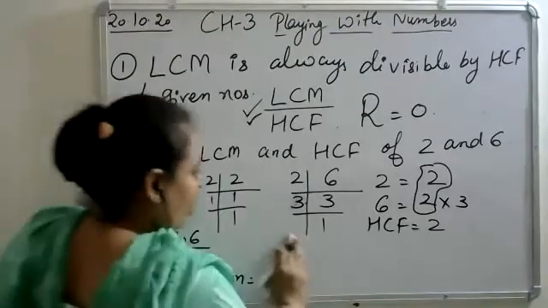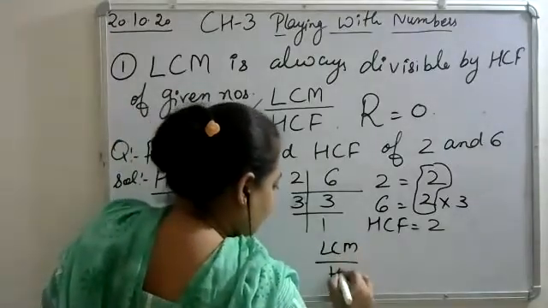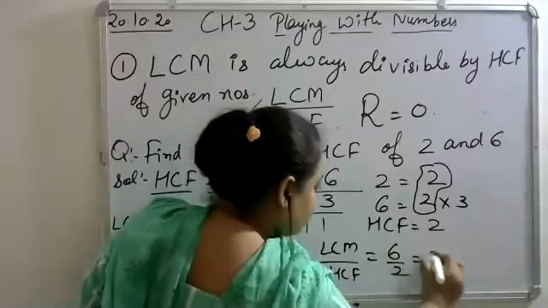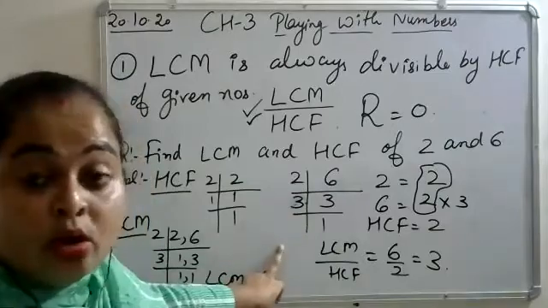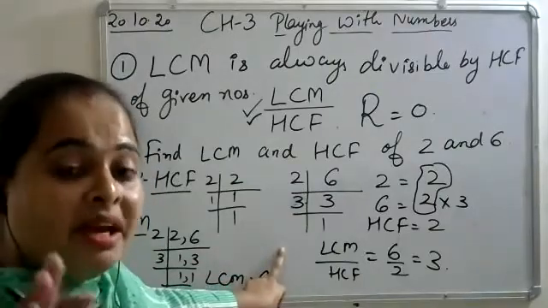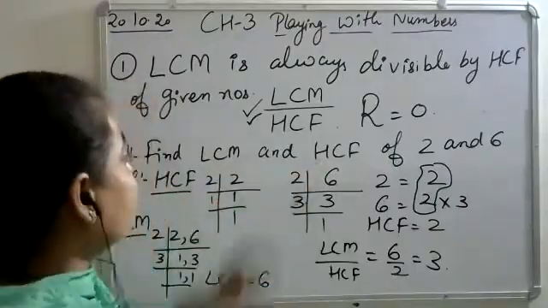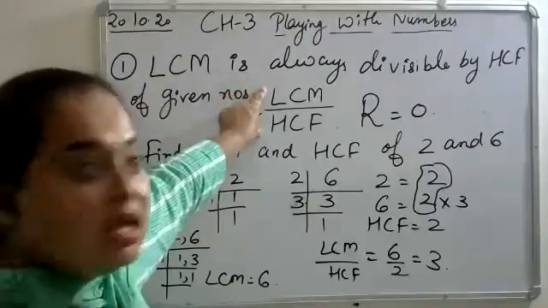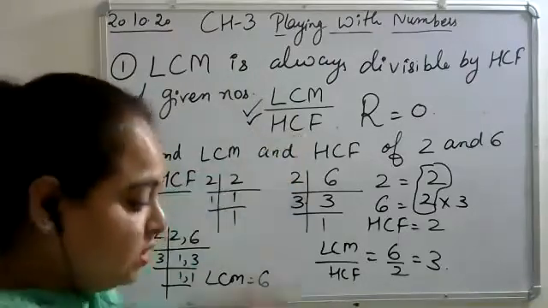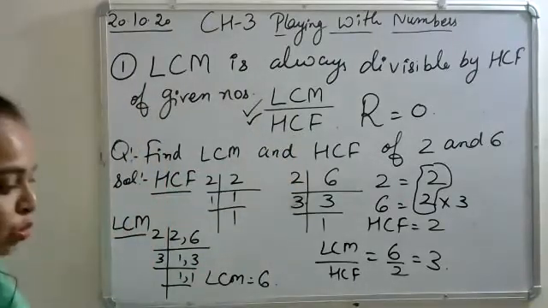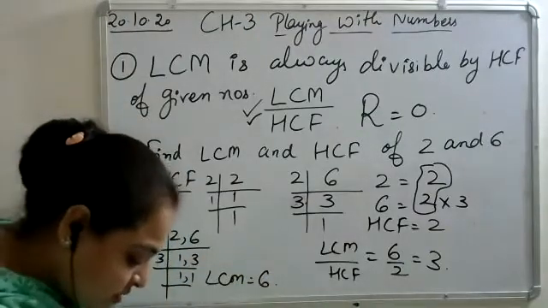Very good. Yes. Gaurish, Savya, Devang, Anmol, well done. LCM divided by HCF: 6 divided by 2 is 3. And this rule is not applicable only here. It is applicable in each and every question of LCM and HCF. This is a very, very important rule: LCM is always divisible by HCF. So this is rule number 1. Now come to the next.